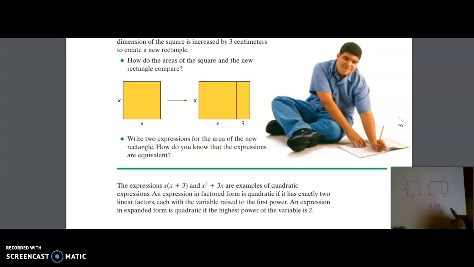The expanded form is what you would get for the areas on the inside. So if I do x times x, I get x squared. If I do x times 3, I get 3x. And if I add those together, I would get x squared plus 3x. So these are the same exact things, just one's in the factored form, one's in the expanded form. And later on, you'll see why one is maybe more useful than the other, depending on the situation.